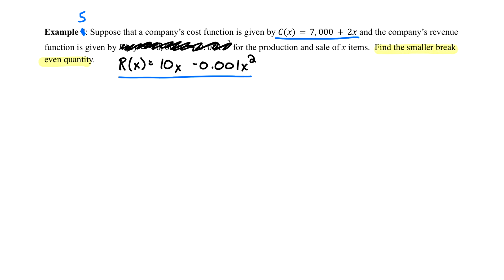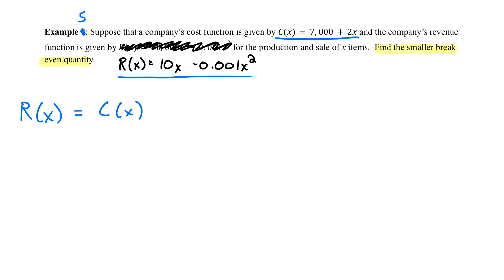So a break-even quantity is where your business literally, quote-unquote, breaks even. It's the point at which the amount of money that you've made in sales, which is your revenue, is exactly equal to the amount of money that you spent on your costs, C of x. So a break-even quantity is the point at which your revenue is equal to your cost. You might also hear this referred to as an equilibrium point. It's just, again, the place where the revenue is equal to the cost.